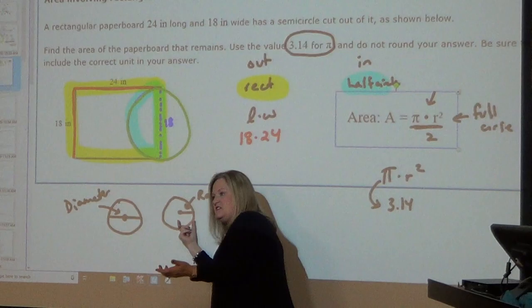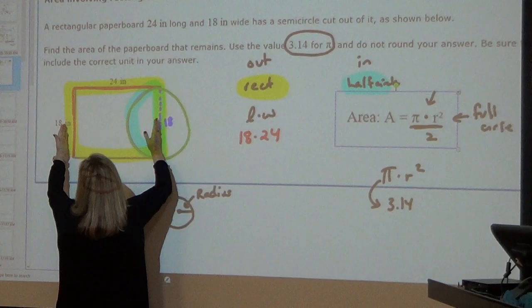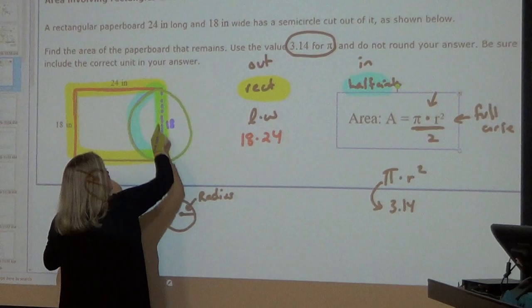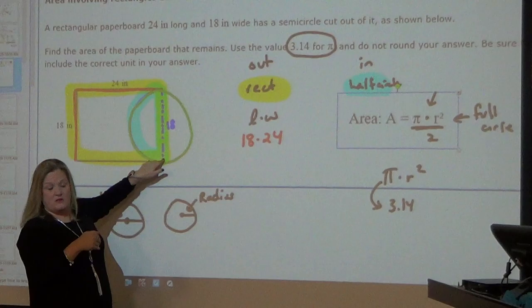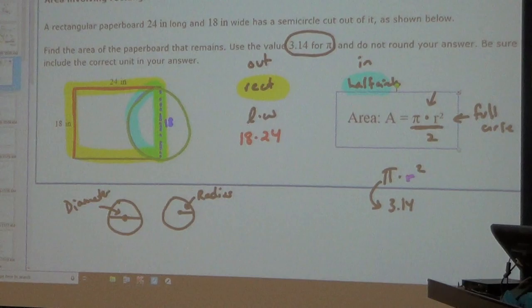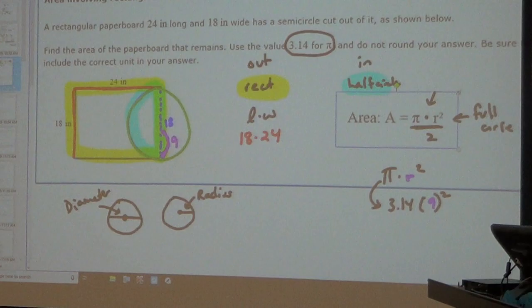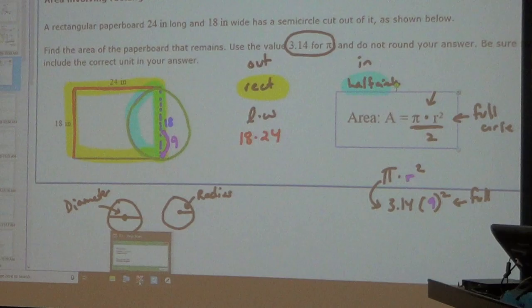So in this problem, can you see that 18, and the reason I know it's 18 is because this is a rectangle, and the left and the right are the same. So there's my circle. 18 is the diameter, because it's going all the way through. But the formula says I need the radius. So my radius is going to be 9, because your radius is half of it. So it's going to be 3.14 times 9 squared. Now, that's going to give me a full circle. But I don't want the whole circle. I just want half of it. So I divide it by 2.